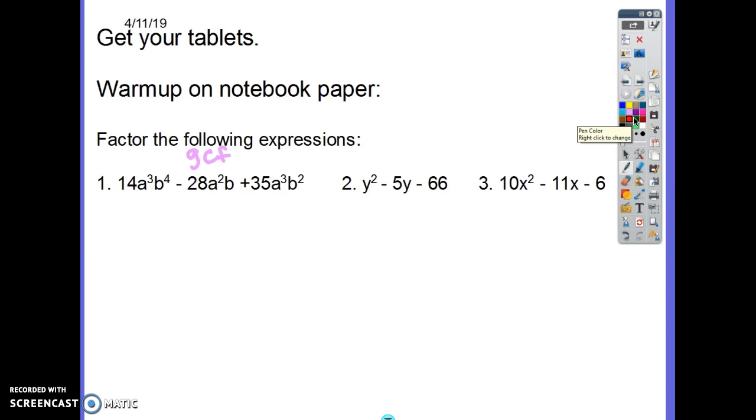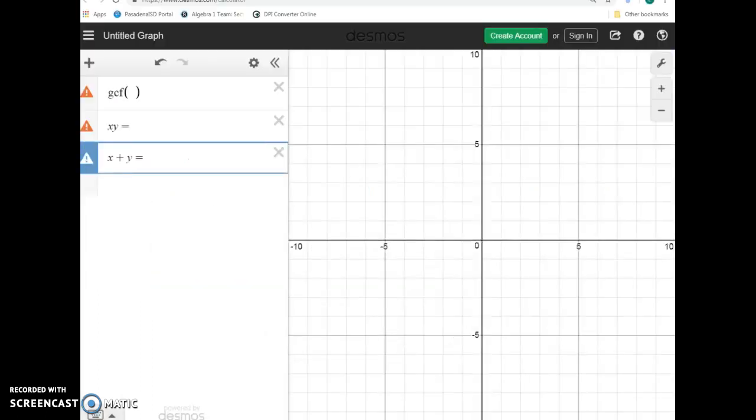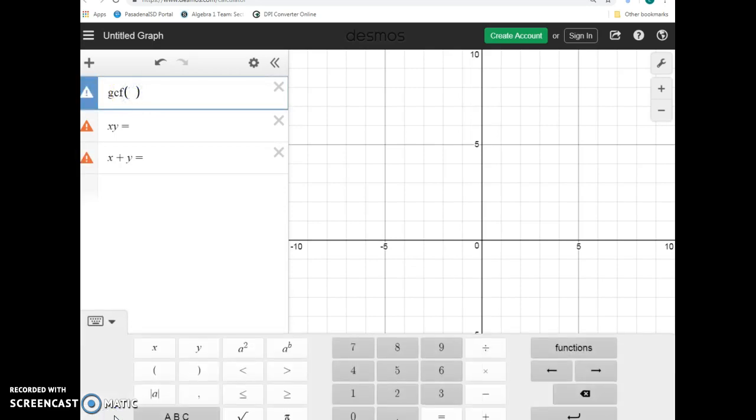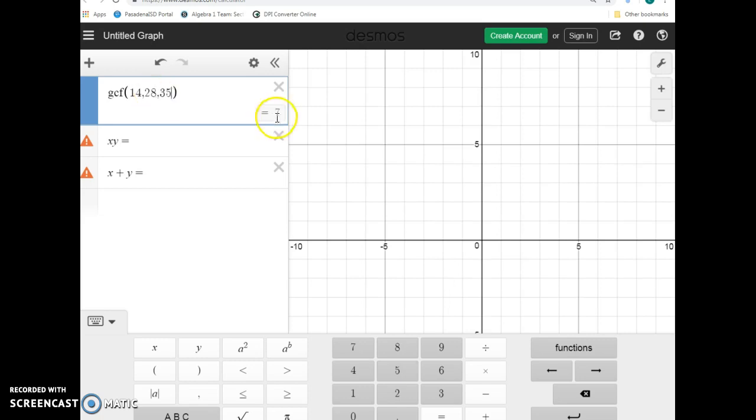So if I type 14, 28, and 35 in Desmos, GCF, 14, 28, 35, and just by looking at those numbers, you should have known that they have a 7 in common. They can all be divided by 7.